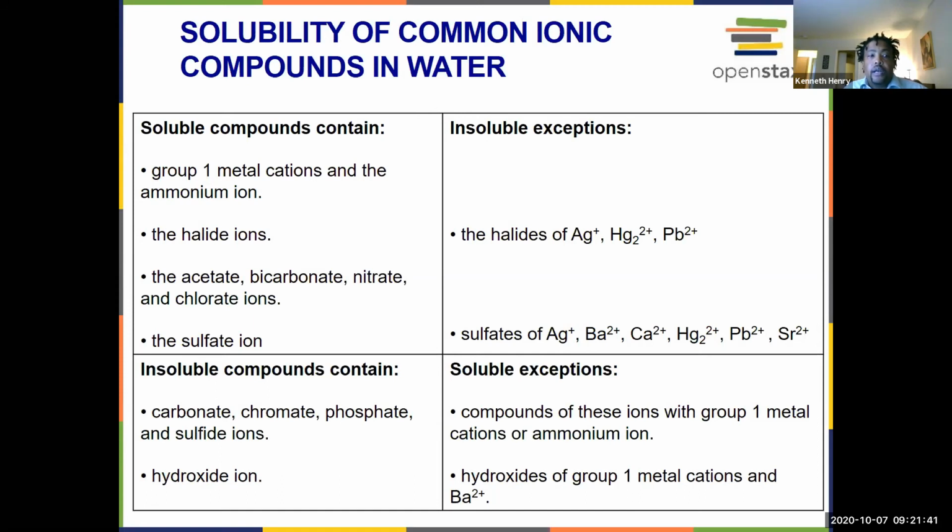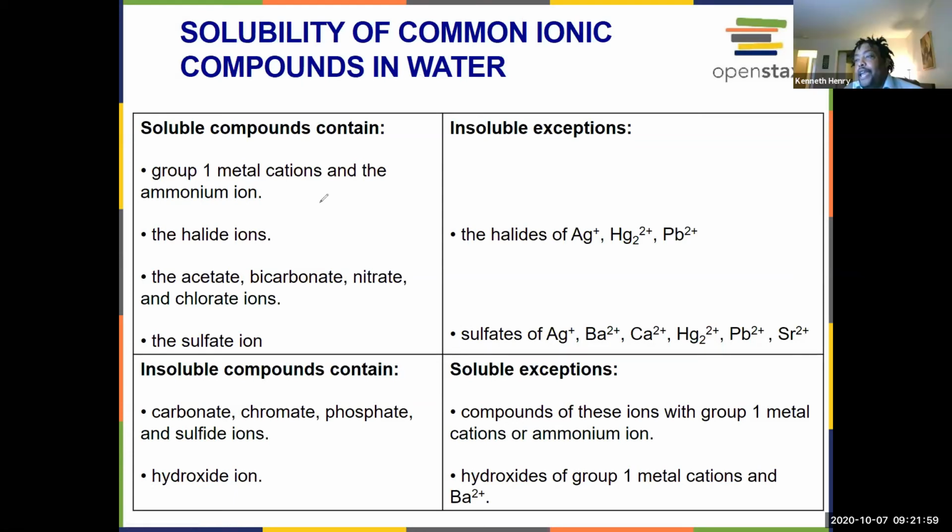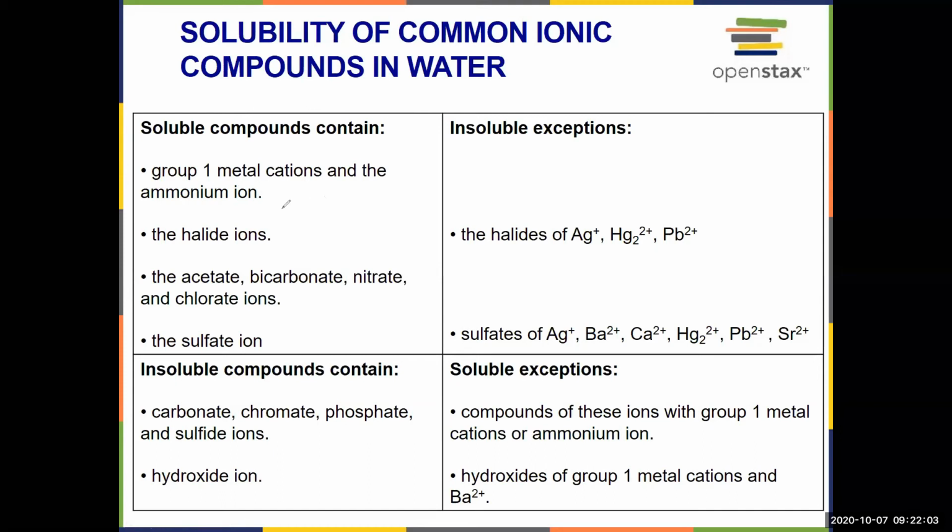So ammonium is always going to be soluble. So anything that's with ammonium, okay? Don't mistake ammonium and ammonia. What is the difference between ammonium and ammonia? Ammonia only has three hydrogens, and ammonium has four. Okay, and a positive charge, right? Yes, so it's an ion. So ammonium, NH4+.